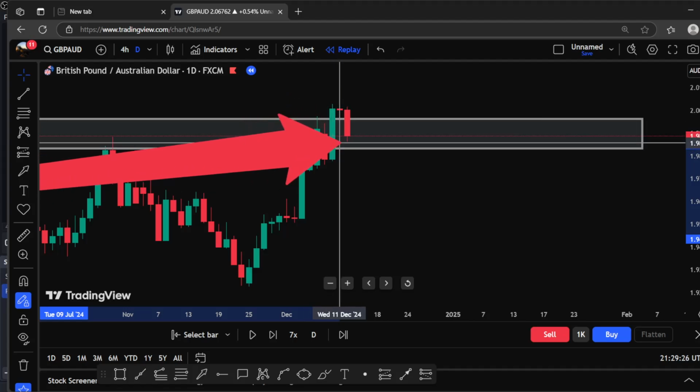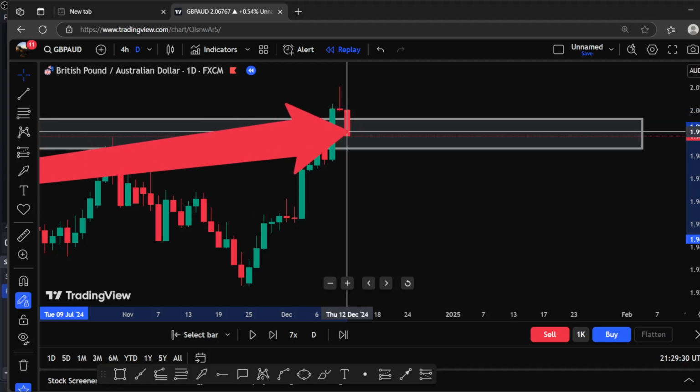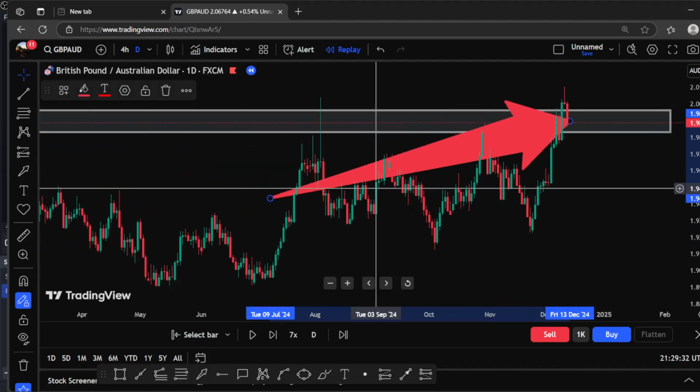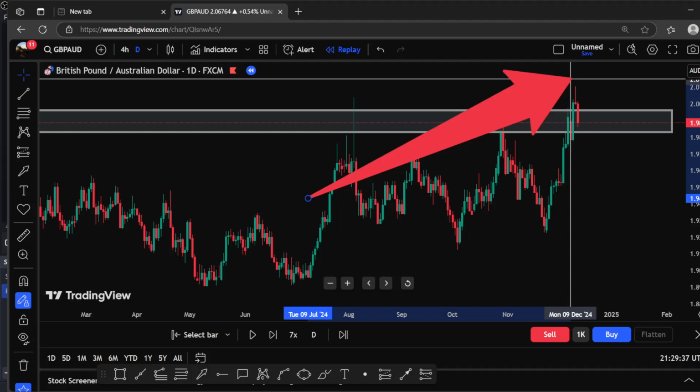And what is that candle? It's an engulfing candle, a confirmation candle to go short. Again, there are more stops coming into the market above that high there.